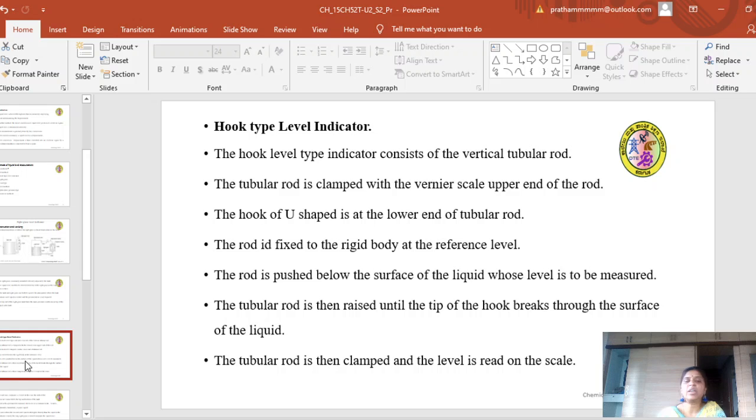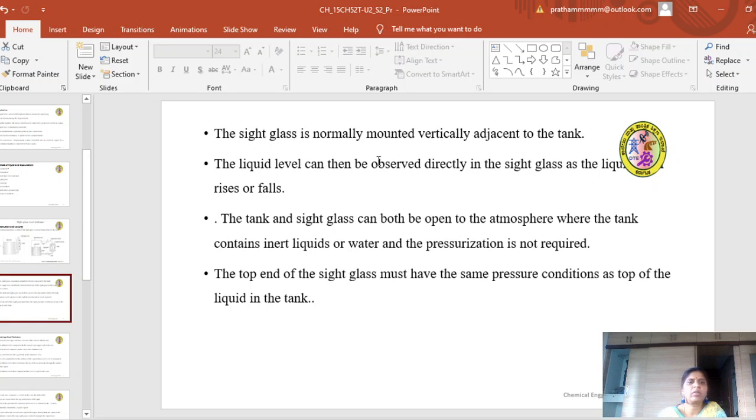It is a vertical tubular rod, you can say. The tubular rod is clamped with the vernier scale at the upper end of the rod. So the liquid level can be observed directly in the side glass, as I said, as the liquid rises or falls. The tank and the side glass can both be open to the atmosphere.